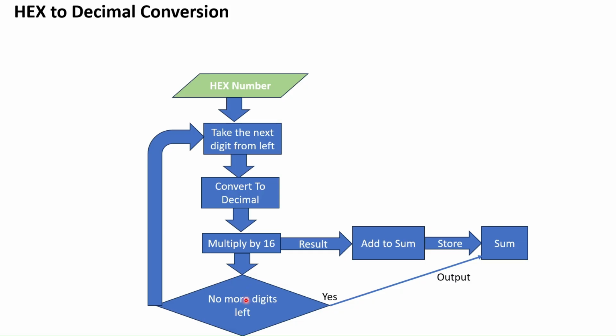So from the right side to left side you keep doing all this and adding to the sum, and at the end, once you are done with all the digits, you will get the decimal number. We'll see this with one practical example.